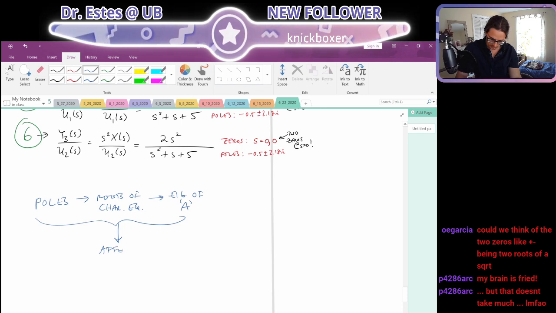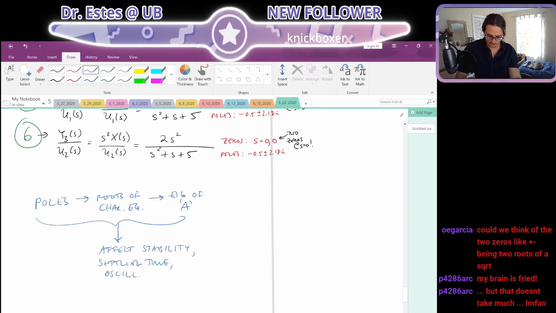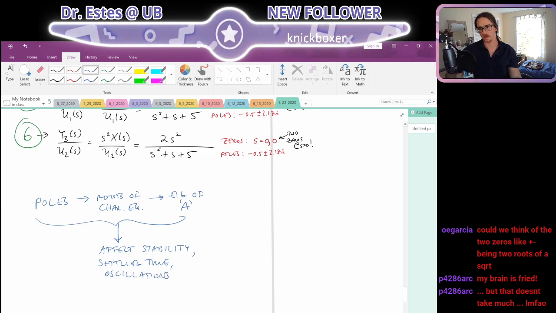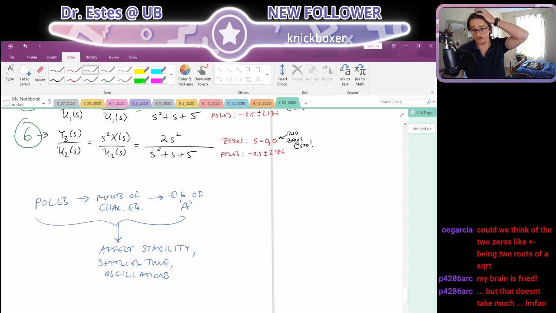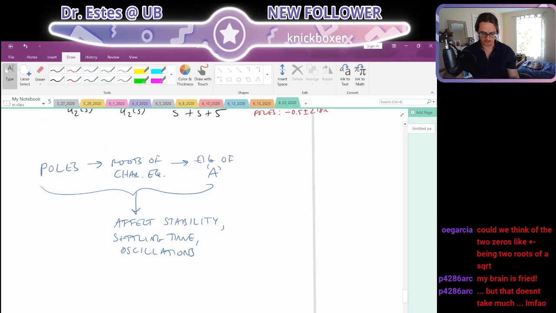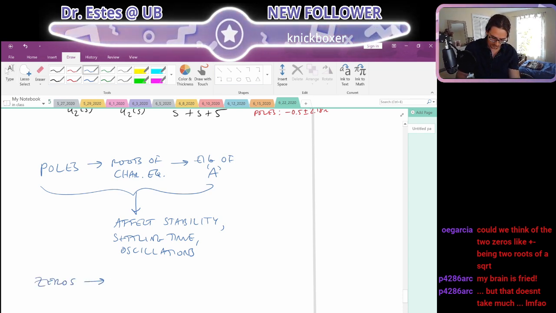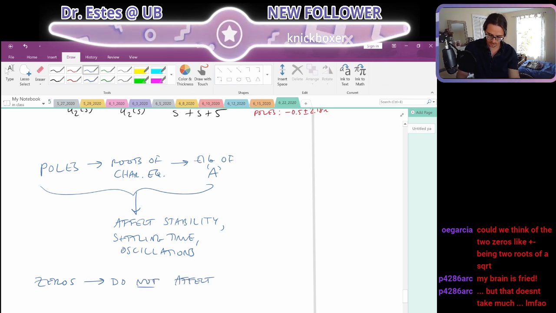These affect your stability. They affect your settling time, oscillations. They tell you all of that stuff. That's why we call it the characteristic equation, because it's telling you characteristics about a system. Zeros, on the other hand, do not affect stability.